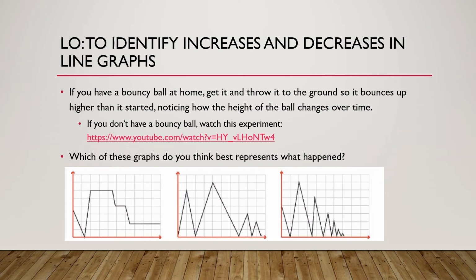Now, these are some other types of graph, and for this one, I'm going to need you to get a bouncy ball at home. It could be a tennis ball or an actual bouncy ball. You could even make your own out of rubber bands if you want. And I'm going to want you to throw it down so it bounces higher. If you don't have a bouncy ball at home, then I've put a YouTube link here that you'll be able to look at. I'll include this in the Purple Mash post. And once you've done that, I want you to think which of these graphs you think best represents what happens with the ball.